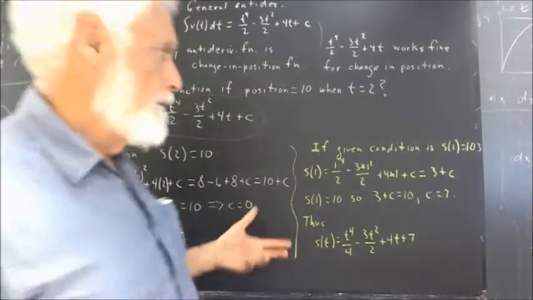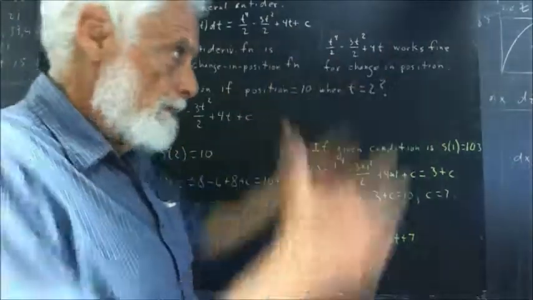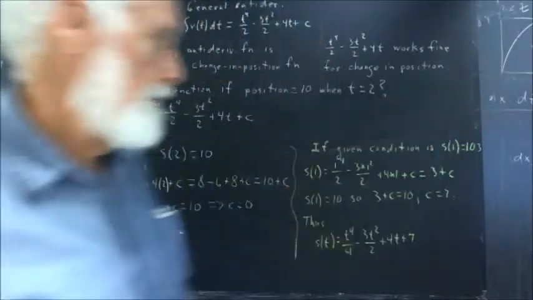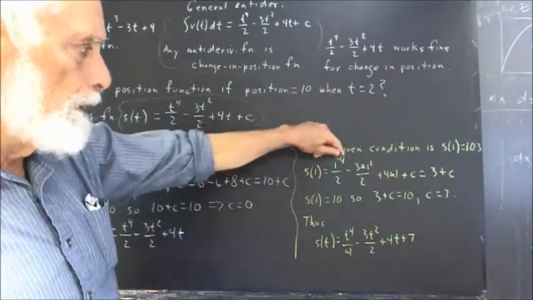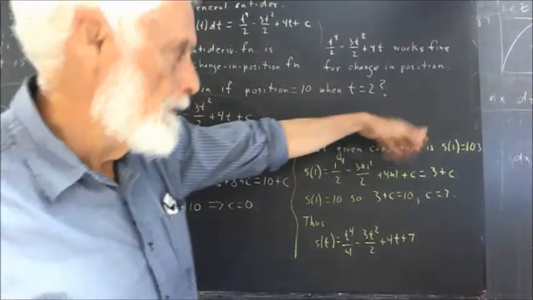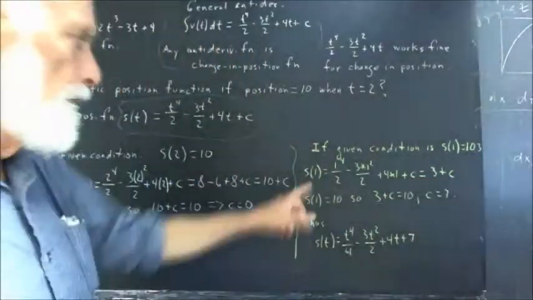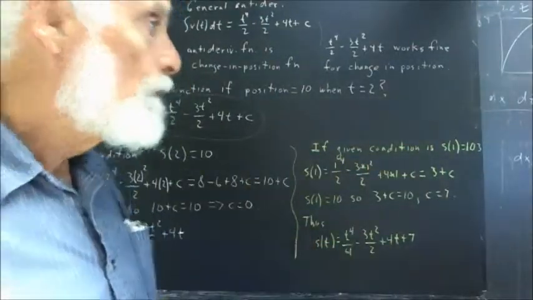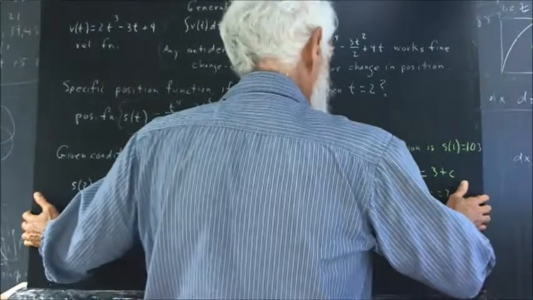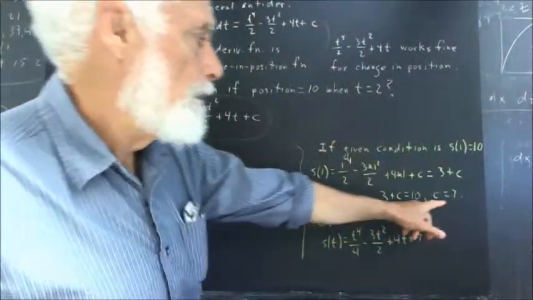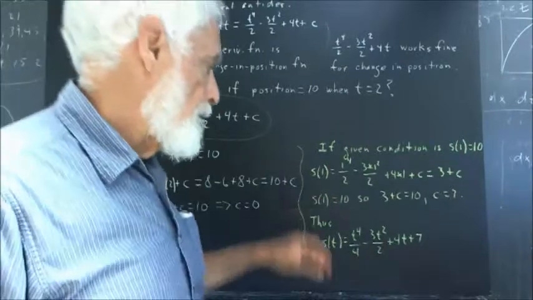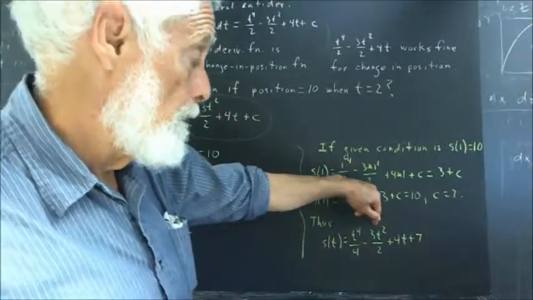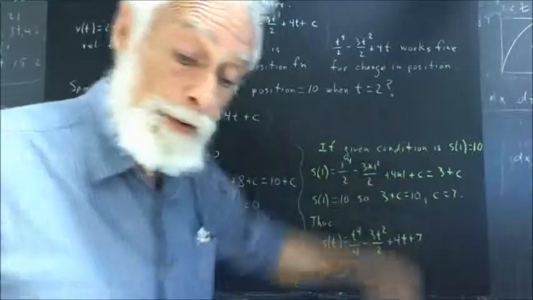Now, what if we had a different given condition? Let's just say that somebody said, oh, darn, I read the clock wrong. When it was at the position 10, the time was 1. Well, then we'd have s of 1 equals 1 to the 4th over 2 minus 3 times 1 squared and so forth, and we get 3 plus c. So s of 1 would be 3 plus c. But now s of 1 equals 10 from our new information, and it follows that 3 plus c would have to equal 10, so that c would equal 7. And it follows then that our s of t function is going to have c equal 7, and it's going to be t to the 4th over 2 minus 3t squared over 2 plus 4t plus 7.